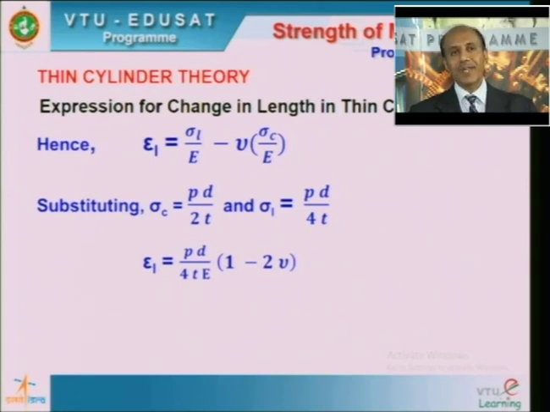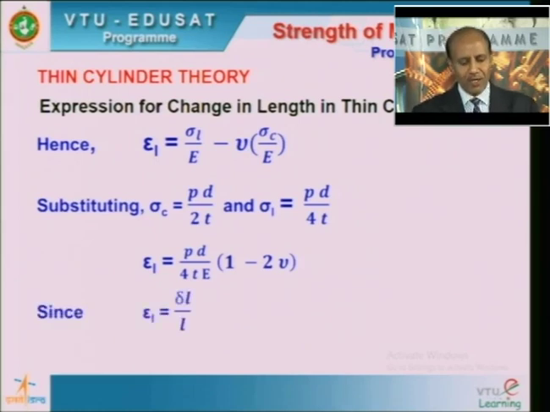So, what is longitudinal strain? Change in length by initial length, correct. So, let us try to equate longitudinal strain as delta L by L, correct. Now, what I want is delta L, so I rearrange. So, what is delta L? Delta L is epsilon L into L. What is epsilon L? You are just seeing that, right.